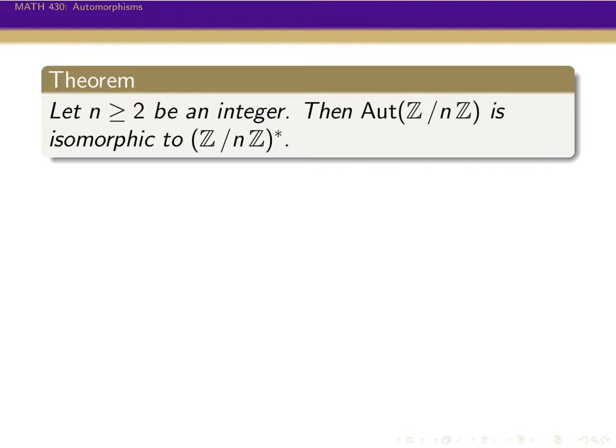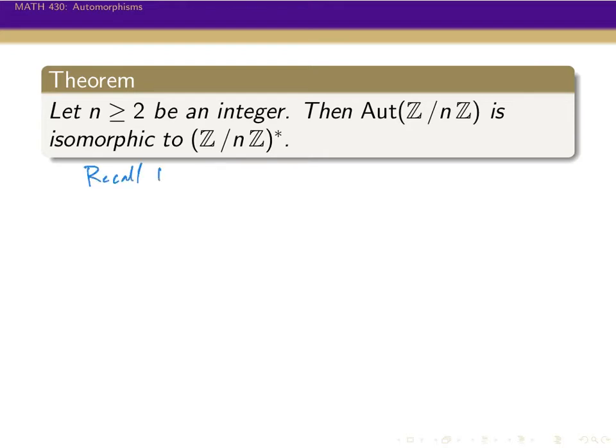But let's do an example. We're going to prove that if n is any integer greater than or equal to 2, then the automorphisms on Z mod nZ is isomorphic to the multiplicative group of Z mod nZ. And so let's see why this is true. So recall that Z mod nZ is a group whose operation is addition, and it is a cyclic group of n elements.